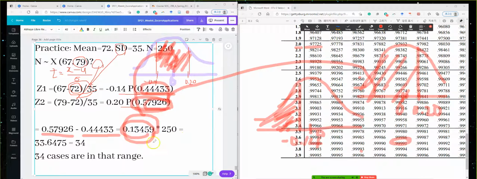And we already have the P here, the proportion, and 250 as the number of cases. So the result, rounding off, is 34. So we can say that 34 cases are in this range. So this is the full process of the calculation. All right. Any questions?